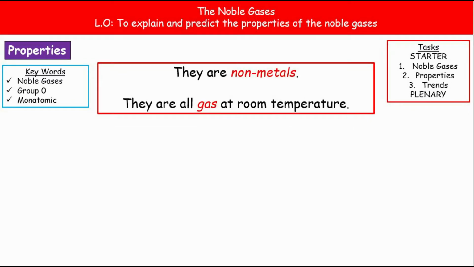Let's make sure we got those right then. So our first one, they are non-metals. Tick it if you got it right. And the reason we know they're non-metals is because group 0 is the column on the far right hand side. And hopefully we remember that the right hand side of the periodic table are the non-metals, the left hand side are the metals. They're all gas at room temperature, and I hope that you got that from their name, the noble gases. This isn't some kind of a weird sciencey joke, it's just stating a fact. They are all gases. So tick that one if you got it right and give yourself a score out of 2.